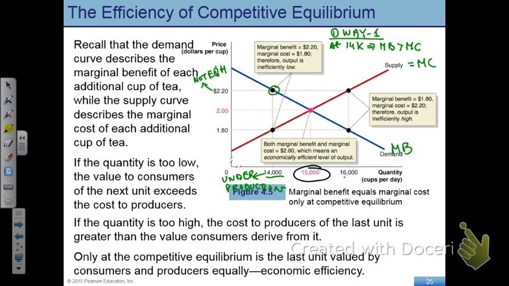Now I want to ask a critical question, and I will not be surprised if you cannot answer this question. So at 14,000 units of output, who has a higher bargaining power? Producer. Why? Because there's not enough and people want it badly because it's so cheap.